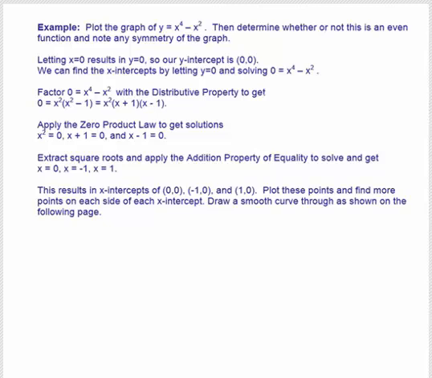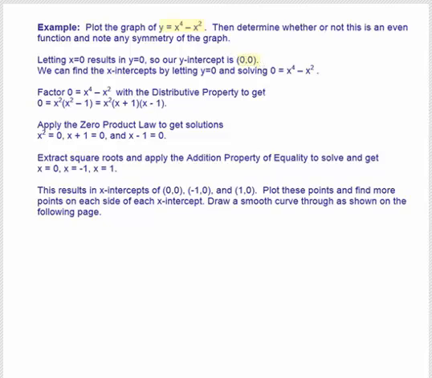Let's look at another example. We're going to plot the graph of y equal x to the fourth minus x squared. Then we're going to determine if this is an even function, and also note any symmetry of the graph. Well, to plot this graph, we have to find and plot all the intercepts. When x is 0, we get y equals 0.